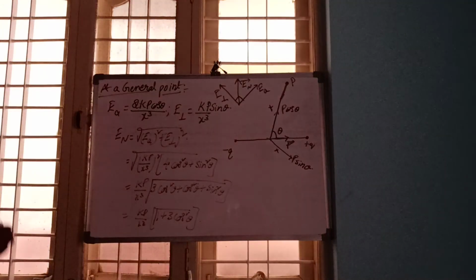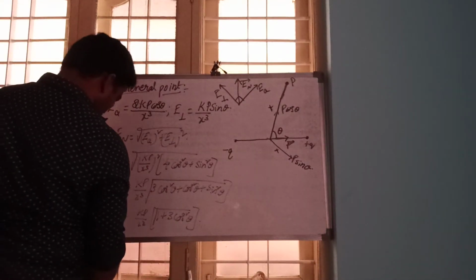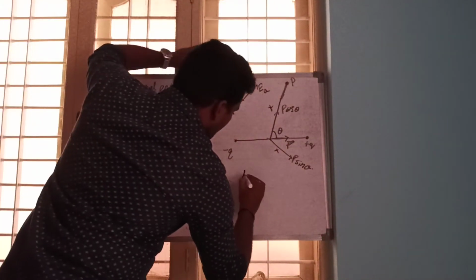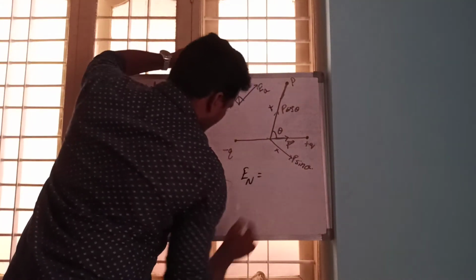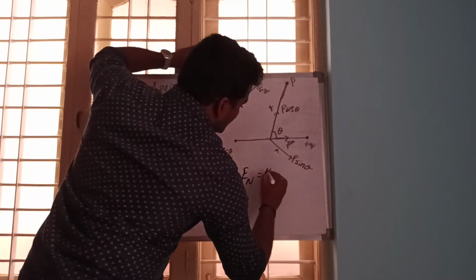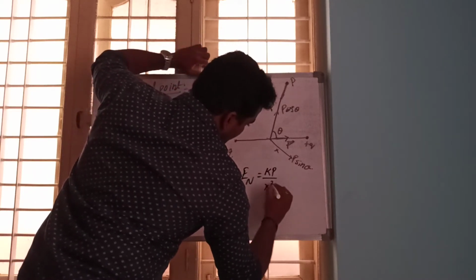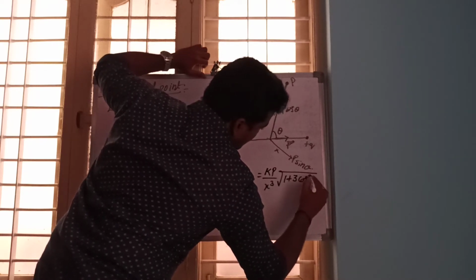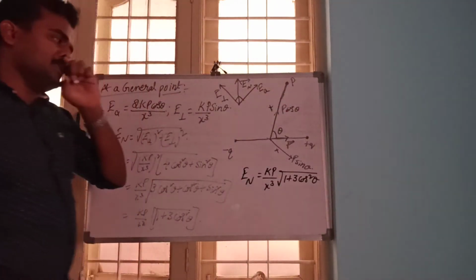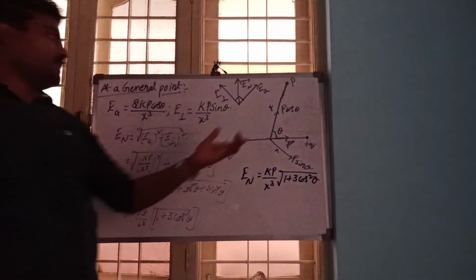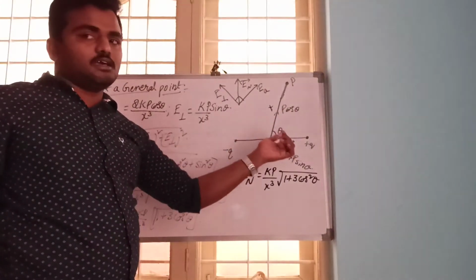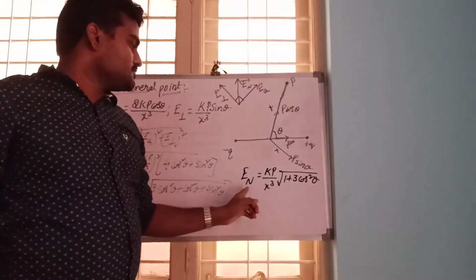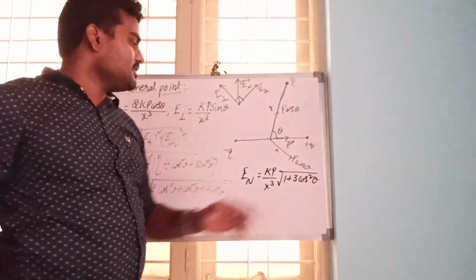So the net electric field at a point P will be kp upon x cube root over 1 plus 3 cos square theta. That is the net electric field at a point P, which makes an angle theta with the axis of the dipole.